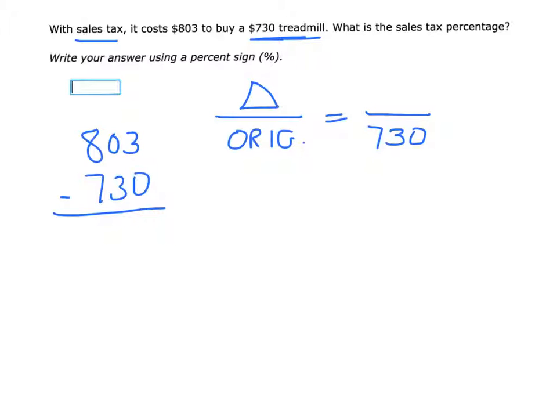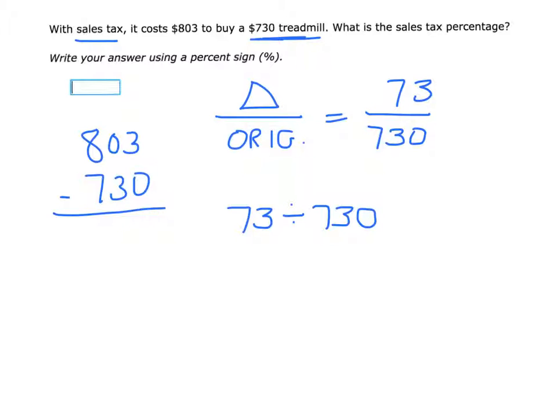803 minus 730 is 73. So $73 is the amount of change. The original amount was $730. So 73, you might be able to see ahead of time. Maybe you can. Let's pause for a second.